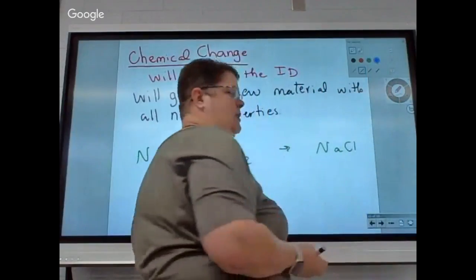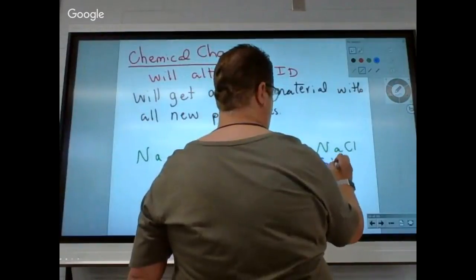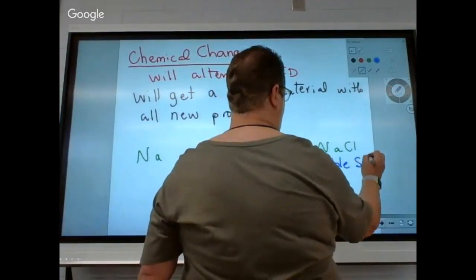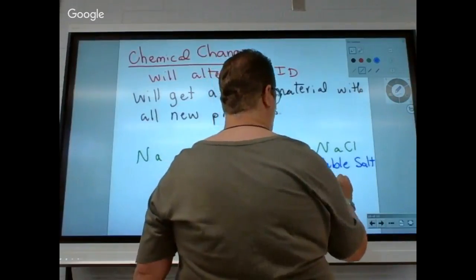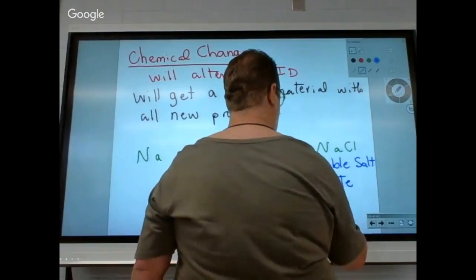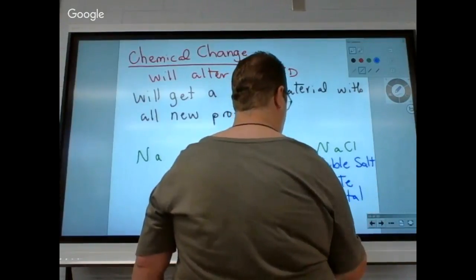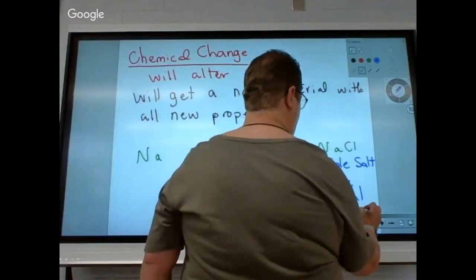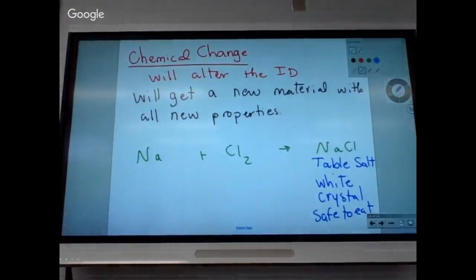Can anybody tell me what NaCl is? All right, plain old table salt. Tell me what table salt looks like. Okay, it's a white crystal. And I'm just going to write safe to eat. Now, when I write safe to eat, I'm saying we can have it on our lunch today and nobody's going to drop dead. I'm not telling you can eat the salt shaker every day for 25 years.